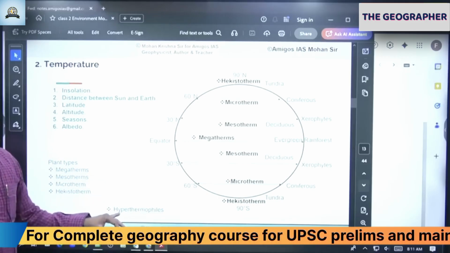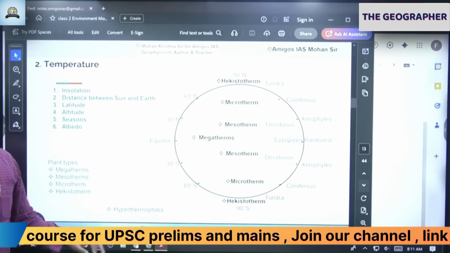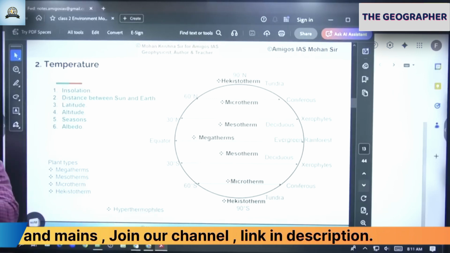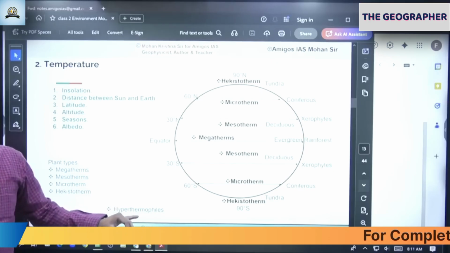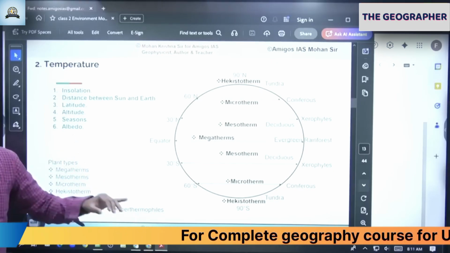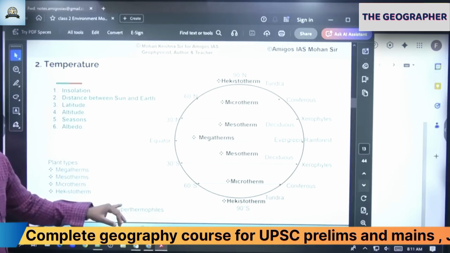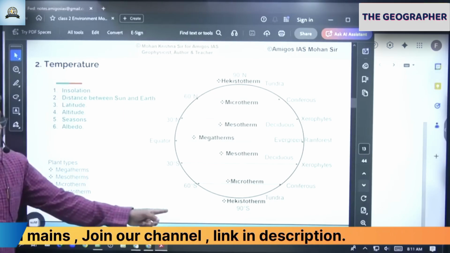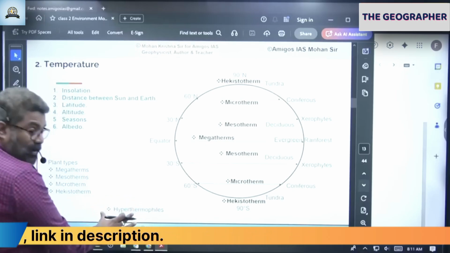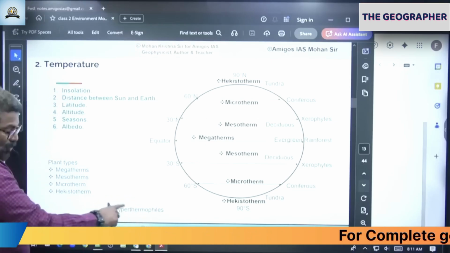Bacteria can survive. Okay, there is a worm called Pompeii worm. Pompeii is a place in Italy. The Mount Vesuvius volcanic eruption caused extreme heat. In that heat, it survives. So it's called Pompeii worm. Pompeii worm is also a type of hyperthermophile. So all these species can survive in extreme conditions. They are hyperthermophiles.